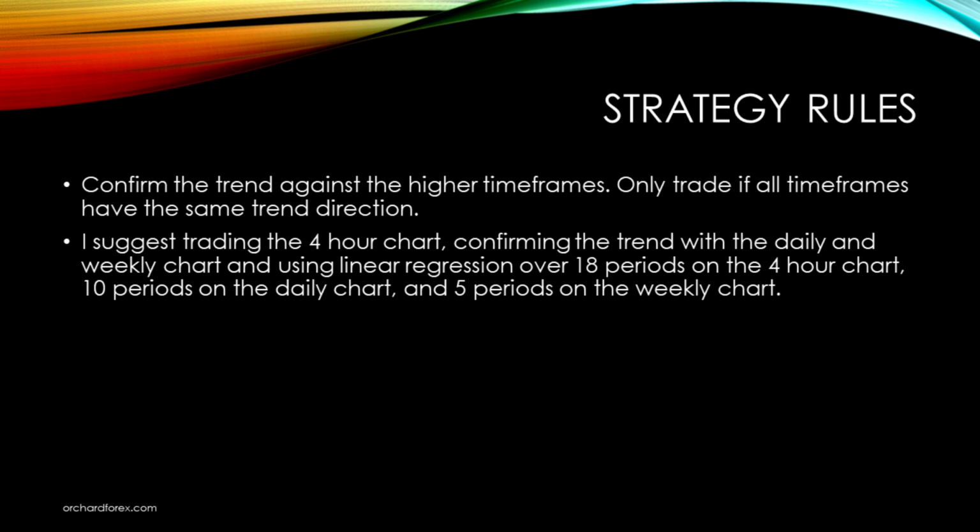I use different periods for the regression analysis on each time frame. I'm choosing periods that make some sense to identify a trend in that time frame. So on the 4-hour chart, I use 18 periods, which is 3 days. On the daily chart, I use 10 periods, 2 weeks. And on the weekly chart, I use 5 weeks. Not exactly a month, but it's enough to make sure I have one complete reporting cycle and it deals with months that are slightly longer than others.